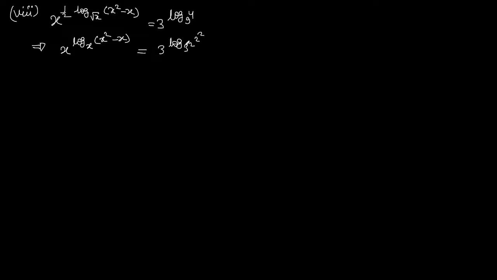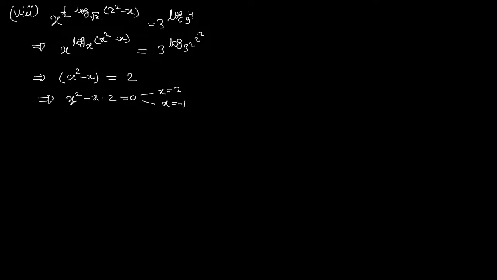So 2 will come, 2 will come. I think both are going to get cancelled. Here if you check, this base is same, so we'll directly get x square minus x. So 2 will come, 2 will come. So we'll get 2 as base. And then we are left with x square minus x minus 2 equal to 0. From here we can say that x is 2, x is minus 1.